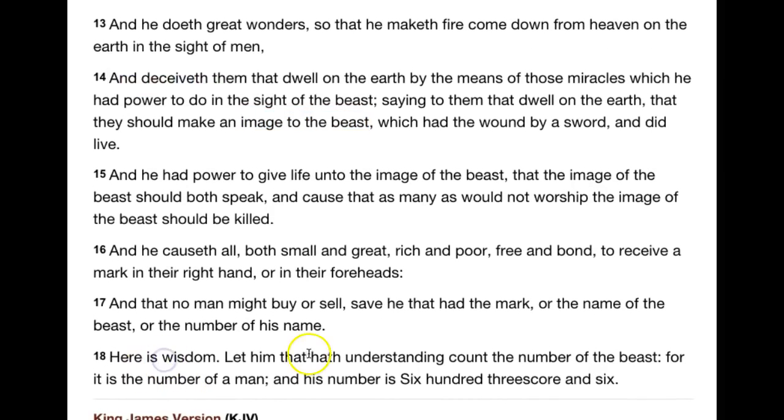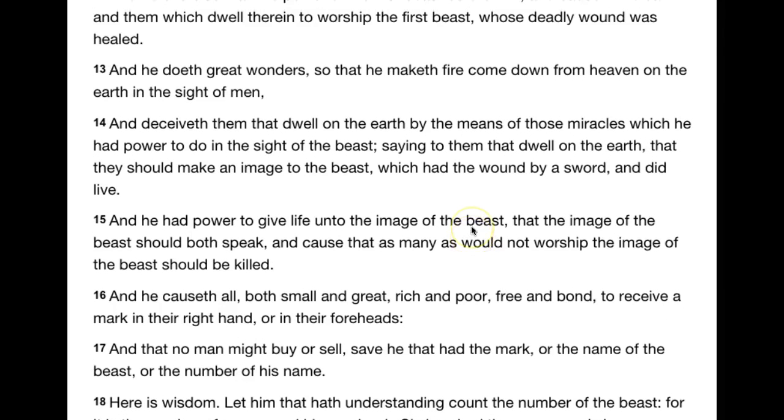"Here is wisdom. Let him that hath understanding count the number of the beast, for it is the number of a man." And his number is not 666. It is a Greek symbol. And when it says number, that is mistranslating. It should say symbol or mark, is what that should say.